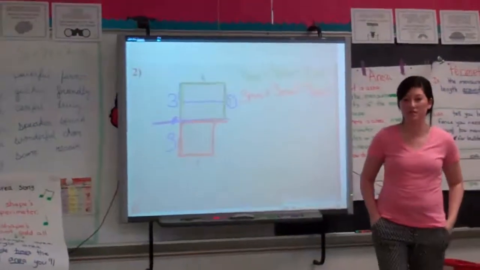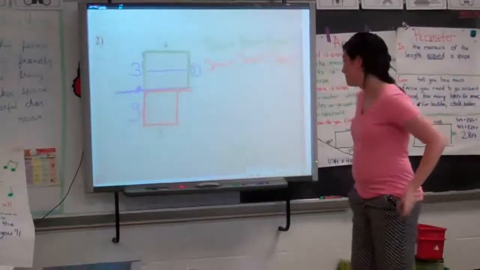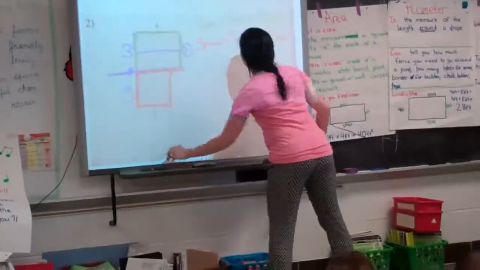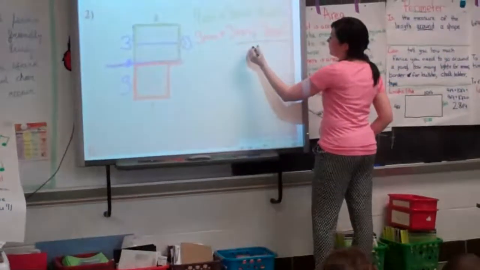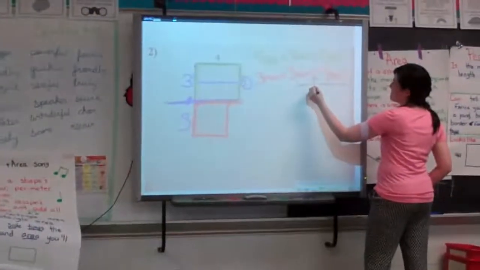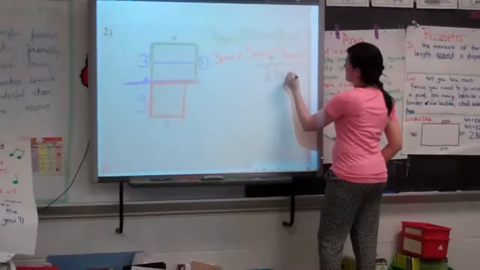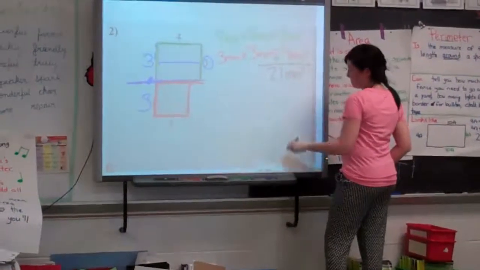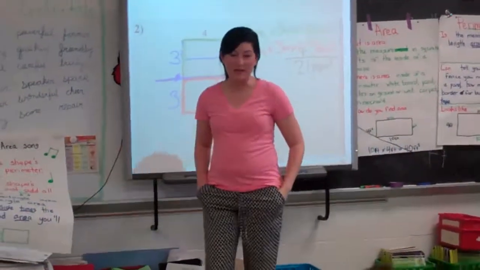What do we do next? Jeanette? Add 12 millimeters squared plus. What is 12 plus 9, everybody? It's 21. Remember what we talked about yesterday?